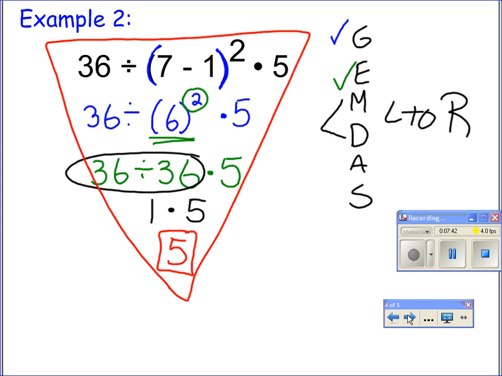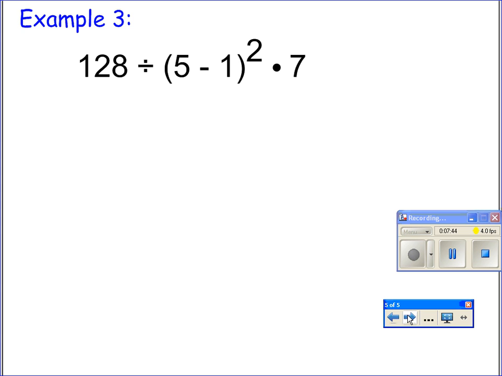Okay, one more example for this lesson, which is 128 divided by (5 minus 1), all squared, times 7. And I'm going to write down gem dust. I know I've written it a lot here, but I'm going to write it down one more time for this problem. And I suggest that you write this down anytime you're doing order of operations so that you remember this.